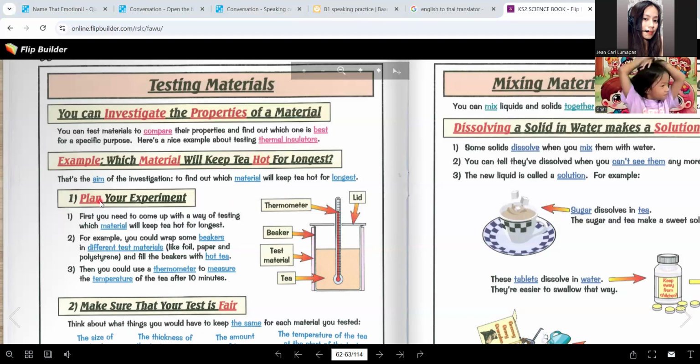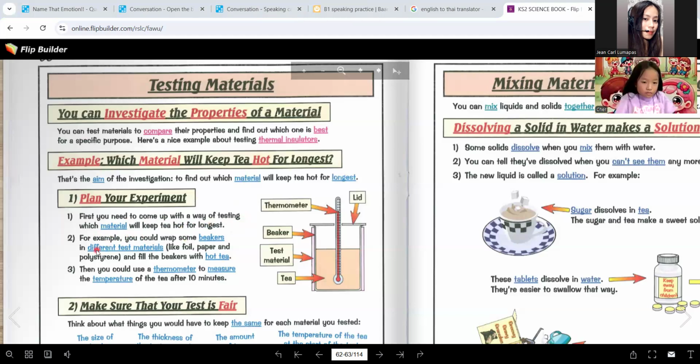All right. So, number one, we have plan your experiment. What do you mean by we need to plan? We need to think of the experiment. Okay, let's go to number one. What do you need first? First, you need to come up with a way of testing which material will keep tea hot for longest.